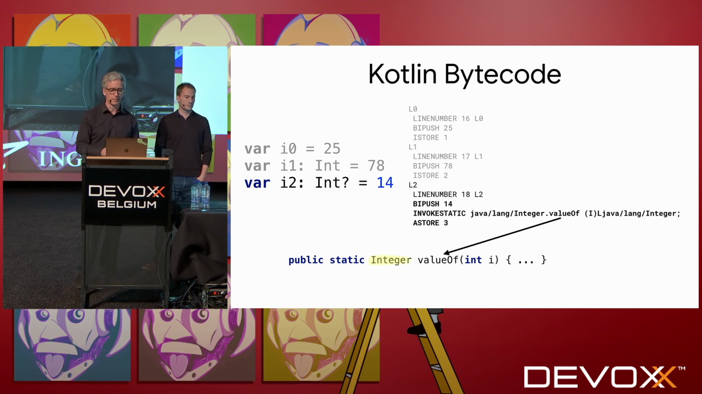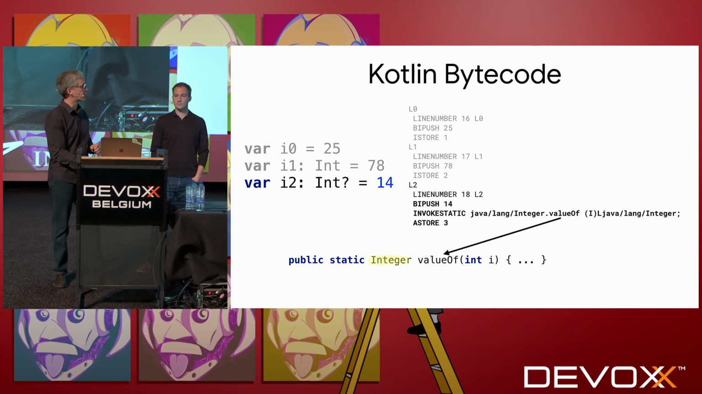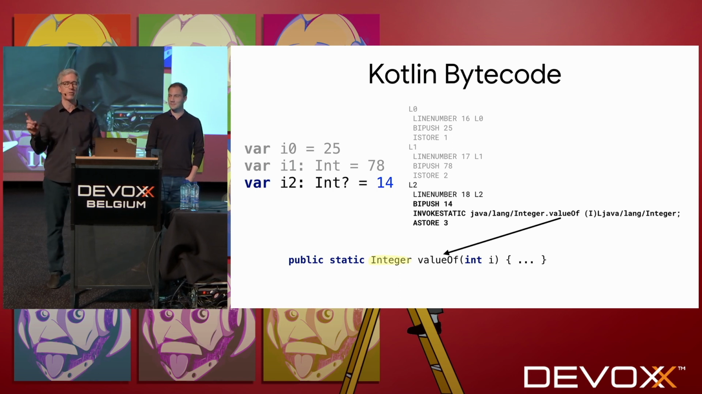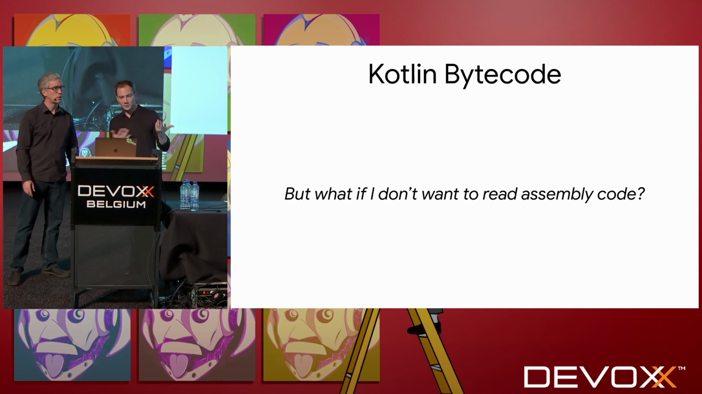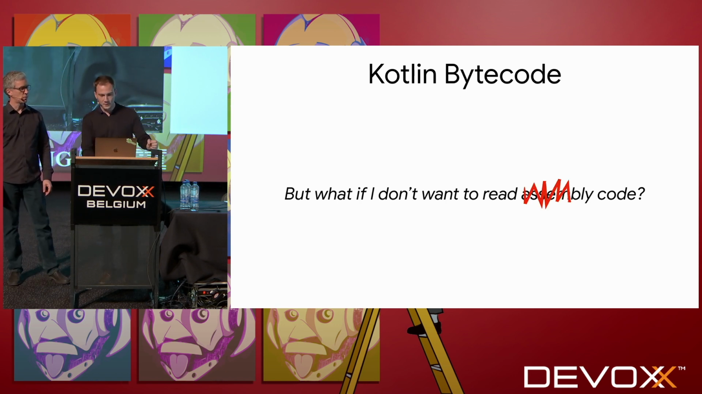We're going to do an A store. All right, so that's the bytecode approach. That is one way to figure this stuff out. But what if you don't want to read bytecode, not assembly code, Chet?